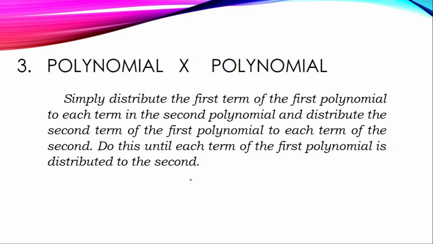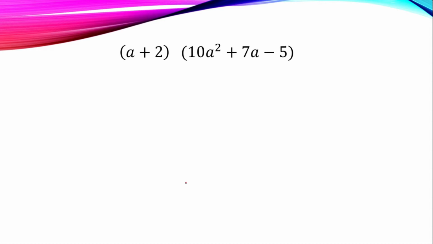Next, we have polynomials by polynomials. Simply distribute the first term of the first polynomial to each term in the second polynomial, and distribute the second term of the first polynomial to each term of the second. Do this until each of the terms of the first polynomial is distributed to the second. So let's have examples. The first one is the quantity a plus 2 times the quantity 10a squared plus 7a minus 5.